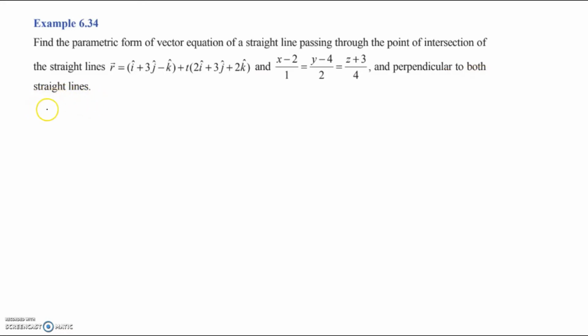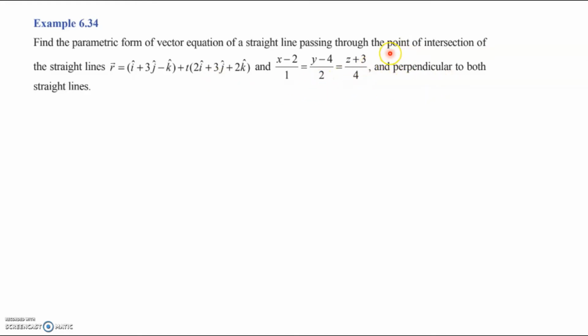So what is given here is two lines. The first line is given in the parametric form, and the second line is given in the Cartesian form. Now they intersect, so they have a point of intersection, but we need to find the line which passes through this point of intersection and is perpendicular to both these lines.